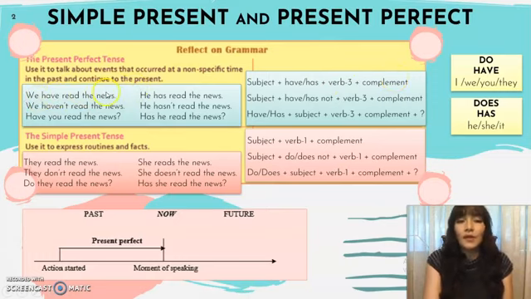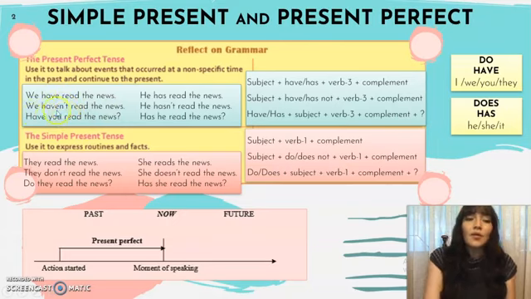We have read the news. Now we have the same sentence but in negative. We haven't, that is the contraction of the word have plus not, read, the verb in the past participle, and the news, that is the complement. We haven't read the news. As we can observe here, we just add the word not.